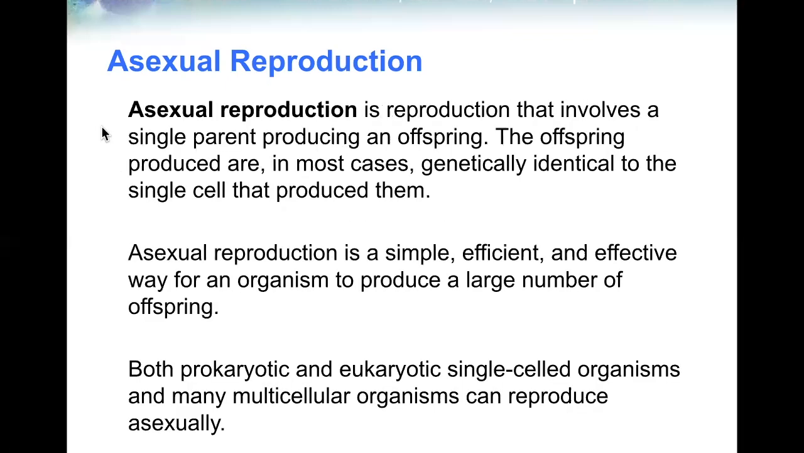Asexual reproduction involves a single parent producing an offspring. The offspring produced are, in most cases, genetically identical to the single cell that produced them. Asexual reproduction is a simple, efficient, and effective way for an organism to produce a large number of offspring. Both prokaryotic and eukaryotic single-celled organisms and many multicellular organisms can reproduce asexually.